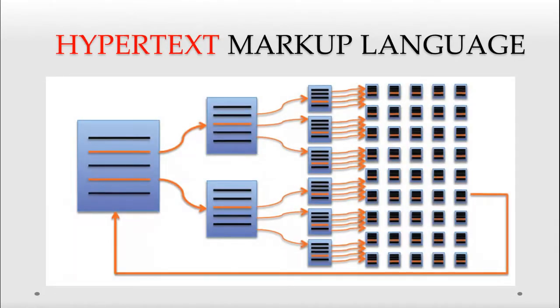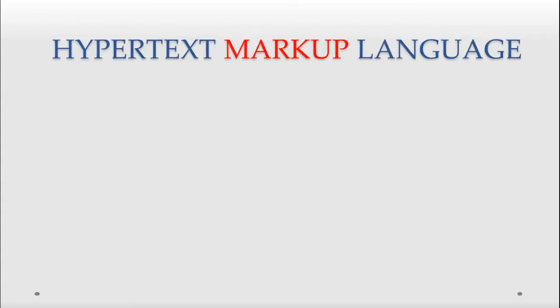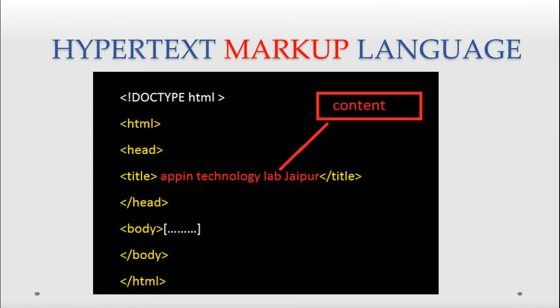Well, hypertext is a text which contains links to other text, and that is basically the entire web. One document points to another document, which points to a bunch of other documents, and it goes on and on. Next term is markup. So markup means to mark something up, to annotate. For example, it's really all about the content.